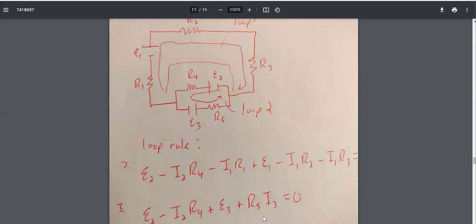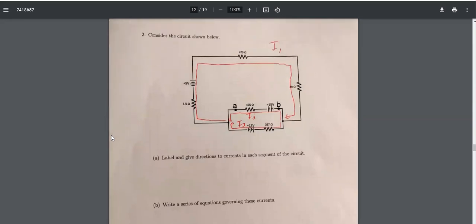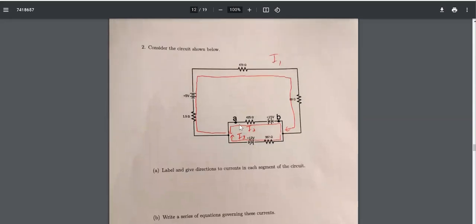Okay. So to use the loop rule to actually construct an equation, you have to know that if you go across a battery from negative to positive, you get a positive voltage. If you go from positive to negative, you get a negative voltage. And when it comes to resistors, if you go with the current, then you have a voltage drop. And if you go against the current, then you have a voltage gain. So let's do this big loop first. We can start anywhere we want. Let's go around the same direction as the current, like I said down there.